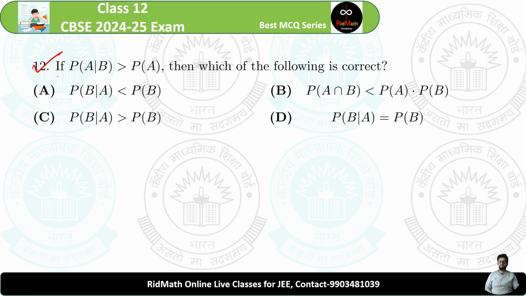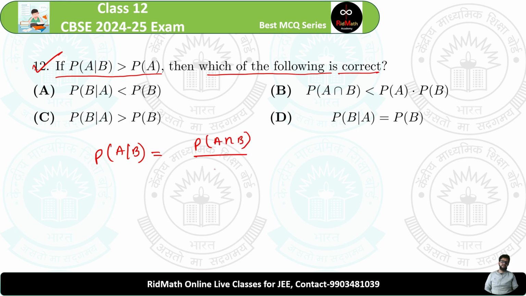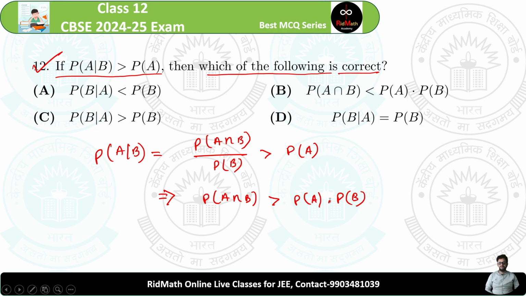Problem number 12. If probability of A condition B is greater than probability of A, then which of the following is correct? So what is P of A condition B? This is equal to P of A intersection B divided by P of B. This is greater than P of A. Okay, that means P of A intersection B is greater than P of A into P of B. Okay, I am writing this for the time being. We will check the options. Now, which following option is correct? So, option number B, P of A intersection B is less than P of A into P of B. This is strictly incorrect. You can see from this relation. So, this is not correct.